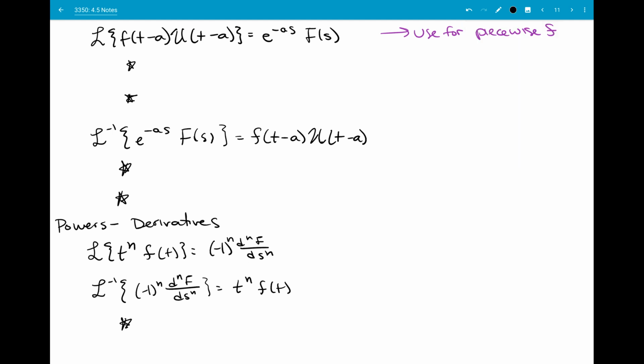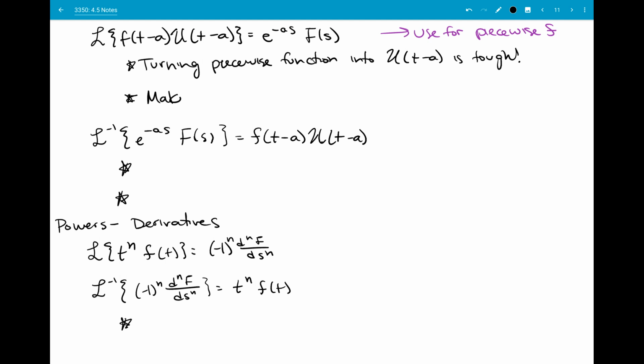The tips I have for this property are that, first of all, building or turning is easy. Turning piecewise f into this representation using step functions is tough. So I tried to give lots of practice with that because it's one of the harder things we do in this section. Go back to that flexible reference I told you about if you're still struggling with this. And then you have to make sure to get that f of t minus a form, again using clever addition and subtraction.